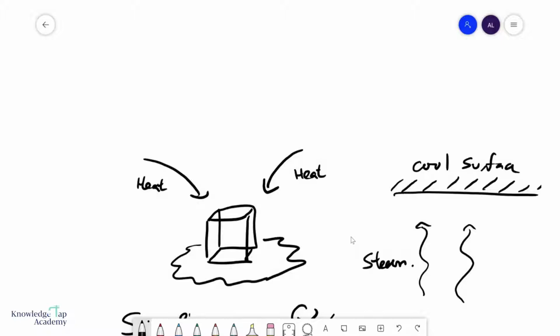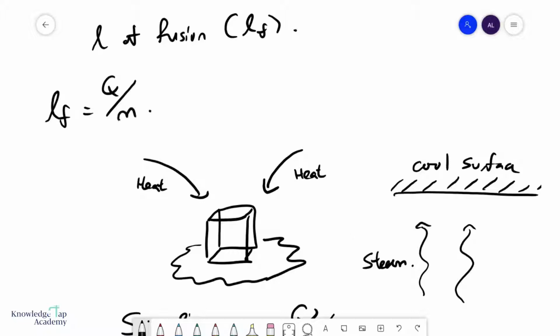Now, when we involve solids to liquids or liquids to solids, we use something called the latent heat of fusion, usually denoted by LF. And so LF is basically Q over M, or in this case, the amount of heat required to melt or to freeze per unit mass of a certain substance.